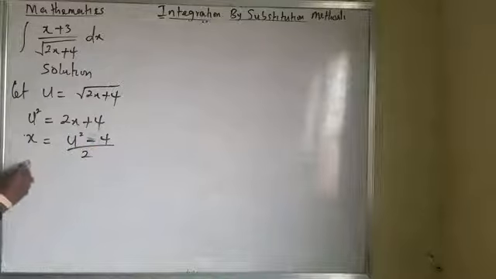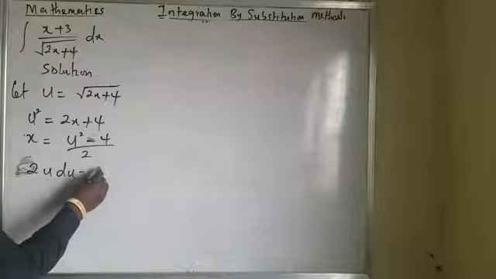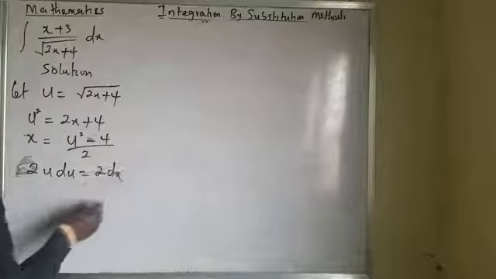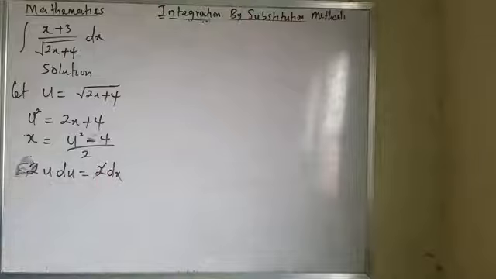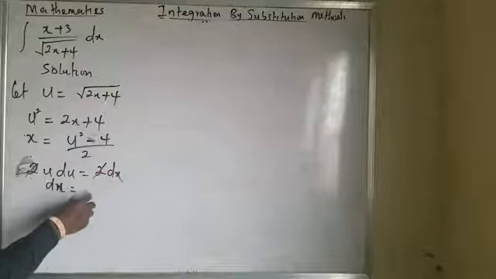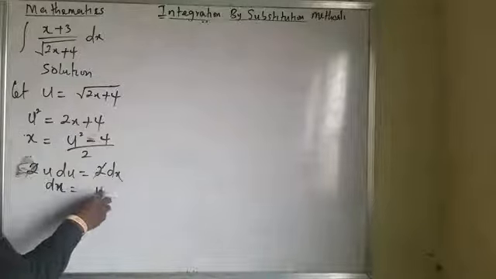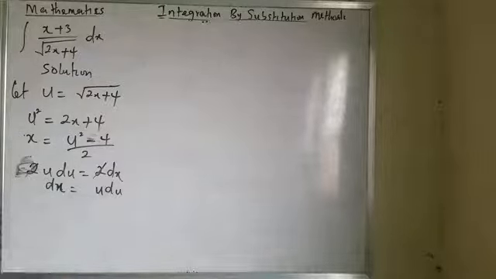Now, at this point, I can easily say that 2u du equals 2 dx. Successfully, 2 will cancel 2. Now, the dx becomes u du. Now, I think I have everything that I need to substitute.